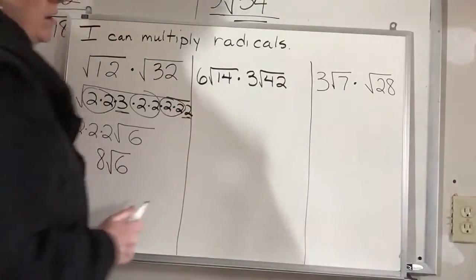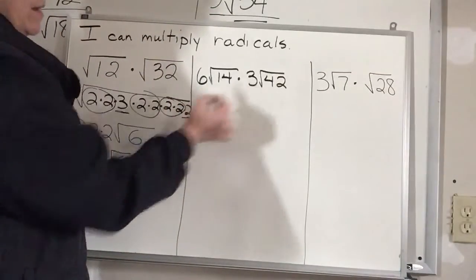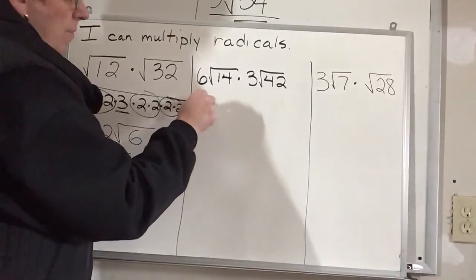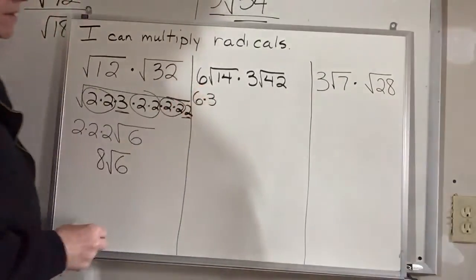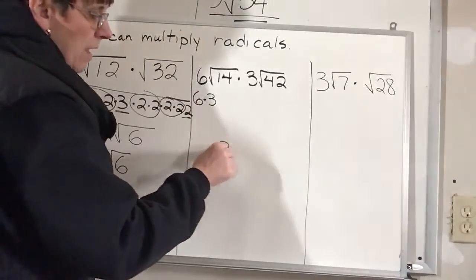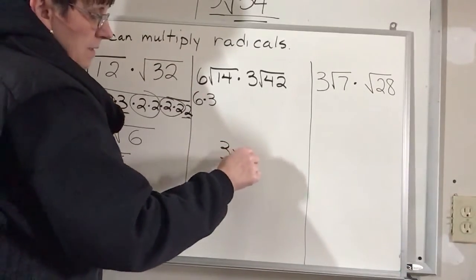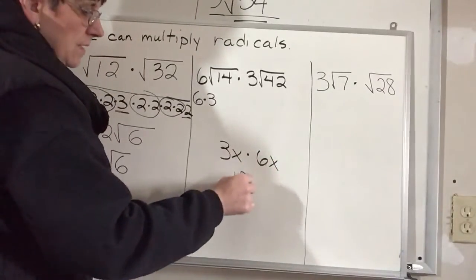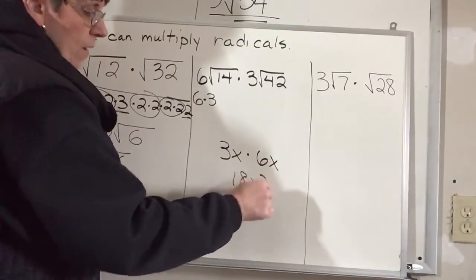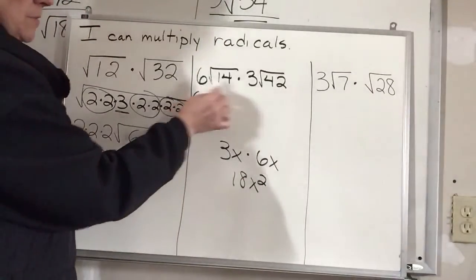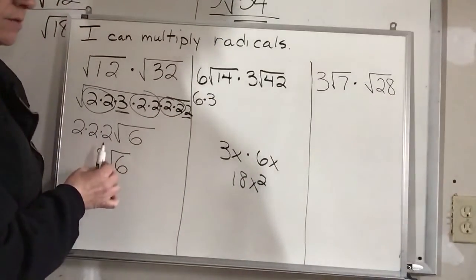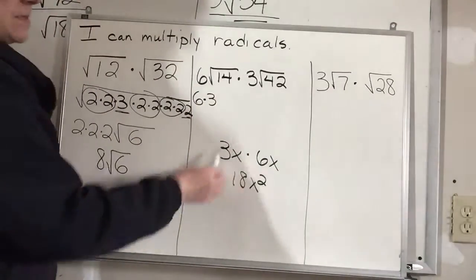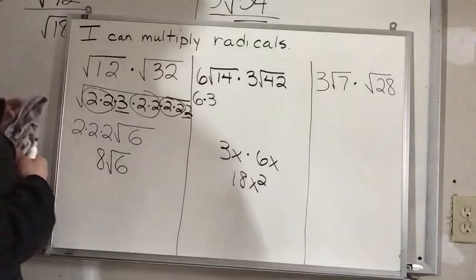All right, the next one, I've got numbers on the outside of the radicals, numbers on the inside of the radicals. So basically it's kind of like a like term sort of thing. For example, if I wanted to do 3x times 6x, I can do 3 times 6 and get 18, x times x and get x squared. So it's okay for me to multiply the numbers that are out in front of the radicals and the numbers that are inside of the radicals in a similar way that I can do 3x times 6x.